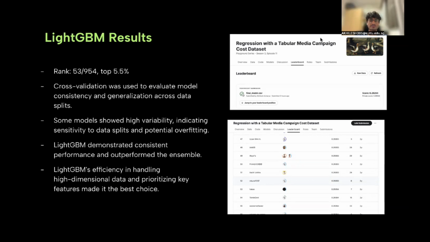LightGBM's efficiency in handling high-dimensional data and its ability to prioritize impactful features were instrumental in its success. Optimizations such as GOSS and EFB provided a competitive edge, leading to lower RMSE values among all our tested models. This confirmed LightGBM as the best choice for our dataset.